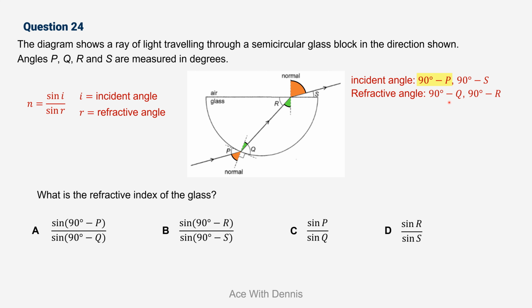Alright, so from here we have 90 degrees minus P for the incident angle, and 90 degrees minus Q for the refractive angle. So the answer will be A, sin(90 degrees minus P) over sin(90 degrees minus Q).